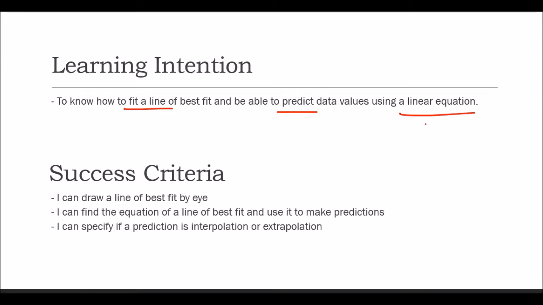So remember, your linear equation normally looks like this: y equals mx plus c. And if you look back at the previous chapters, this would all make sense. Hopefully, by the end of this tutorial, you'll be able to draw your line of best fit by eye. So basically, that's saying just draw a line to represent the data. Find the equation of a line, which is basically this equation, and then use that equation to make a prediction, whether it's interpolation or extrapolation.